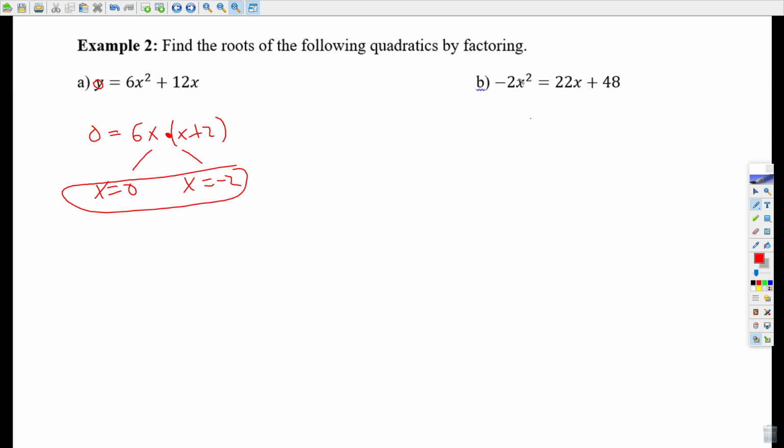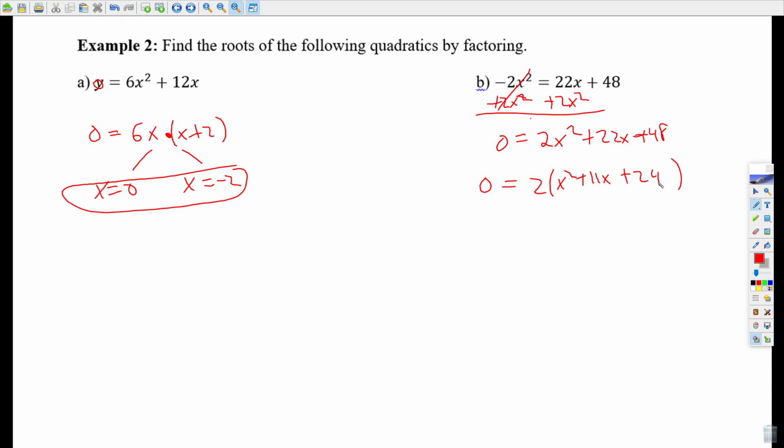All right, part B. This one does not have a y in it, so we just have to make one side equal to 0. And I'm going to move this one on the left over to the right, so that way we get a 0 over here. So we add those together, it goes away, you get 0. Here we'll write this in the right order, 2x squared plus 22x plus 48. And then we'll factor it. This has a GCF, we'll take out a 2. x squared plus 11x plus 24.